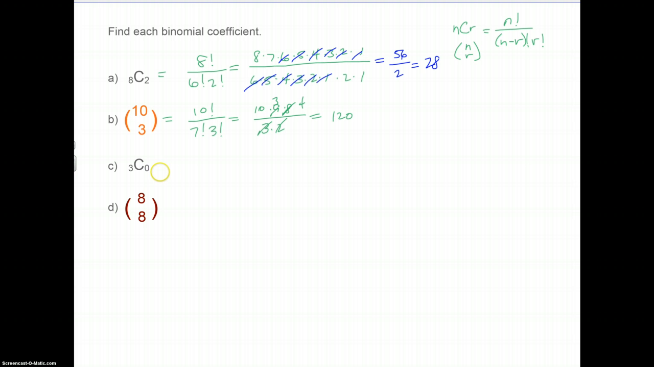Let's keep going. Let's do 3C0. It's going to be n is 3. n minus r is 3 minus 0 times 0 factorial. Well, 3 factorial over 3 factorial is 1. What is 0 factorial? Well, that's defined to be 1, so this is just 1 over 1 or 1. And 8C8 is going to be 8 factorial over (8 minus 8) is 0 factorial times 8 factorial. And again, that's equal to 1 if you work it out.